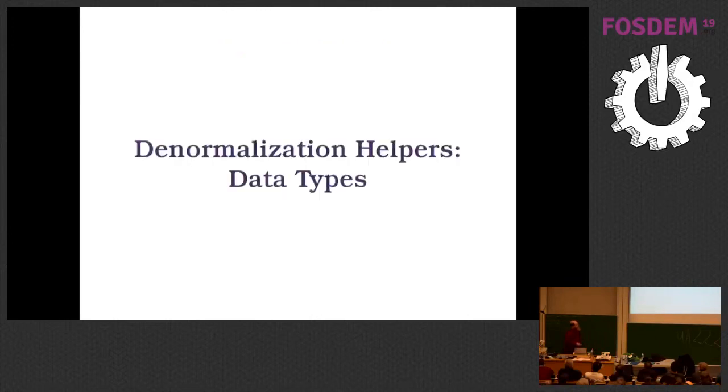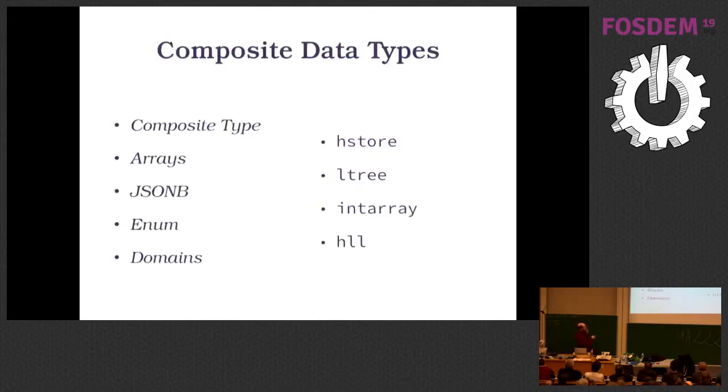So denormalization helpers in PostgreSQL, a lot of them are data types. Composite, arrays, JSON. JSON in PostgreSQL is spelled a little strange. It's spelled with a B at the end. Don't bother, but just remember to do it. Domains. And other tricks are like HStore, LTree, intarray, HLL. If you don't know about them, there was a talk this morning from Craig who went through most of them. So if you've been there, you know about them. If you don't, there is material on the internet to help you through it. Now that you know the name, you can actually find it, so it's easy.